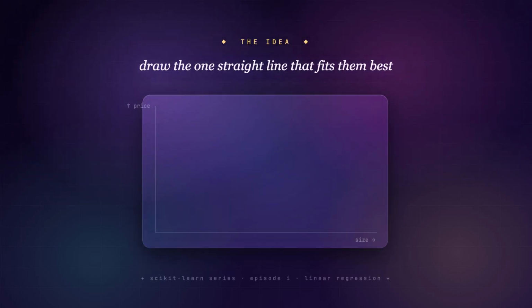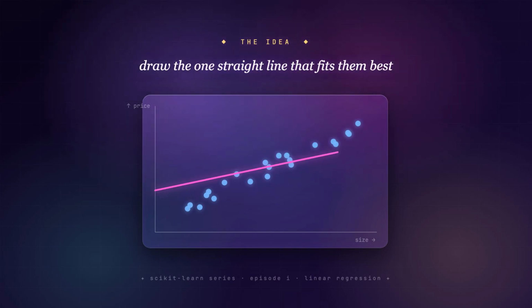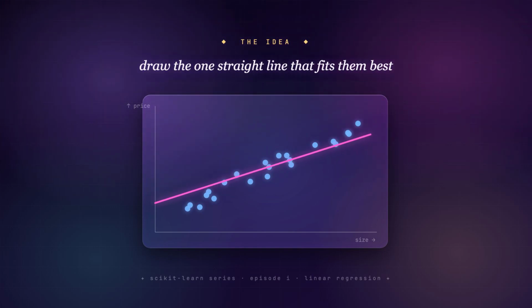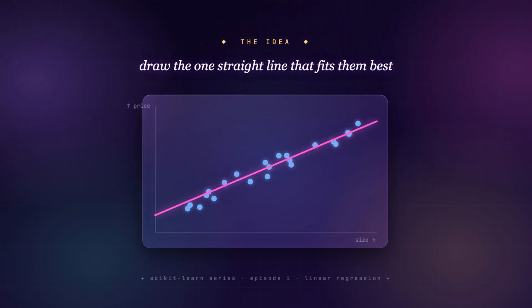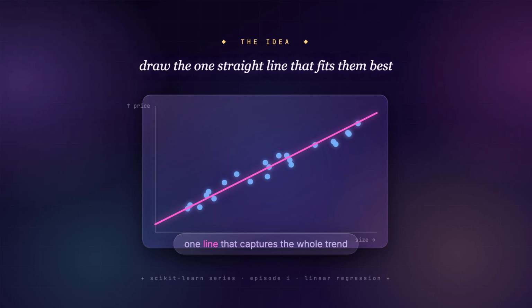Well, linear regression does something wonderfully simple. It draws one single straight line through that whole cloud of points, the one line that sits as close as possible to all of them at once. Notice it won't pass through every dot perfectly, and that's completely fine. We're after the overall trend, not every little detail.